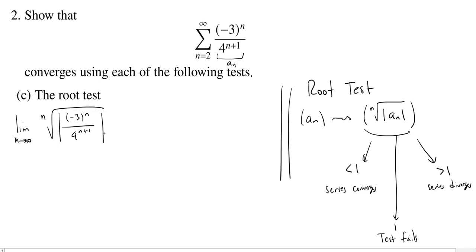First let's handle this absolute value. It's not going to affect the 4 to the n plus 1. That's already positive. And with the negative 3 to the n, anytime you have a negative inside absolute values, you expect the negative to go away, and that's what's going to happen here. So we can get rid of the absolute values and the negative. We also have an nth root of a quotient, so we can instead take the nth root of the numerator over the nth root of the denominator.